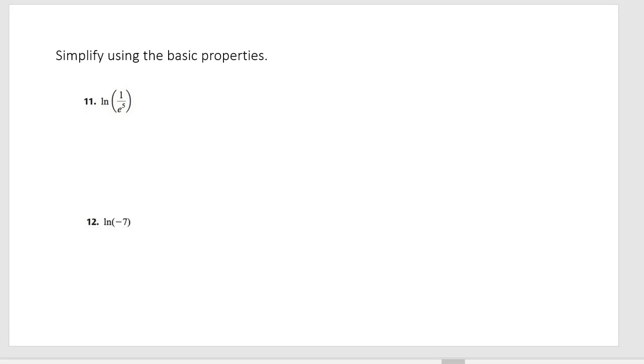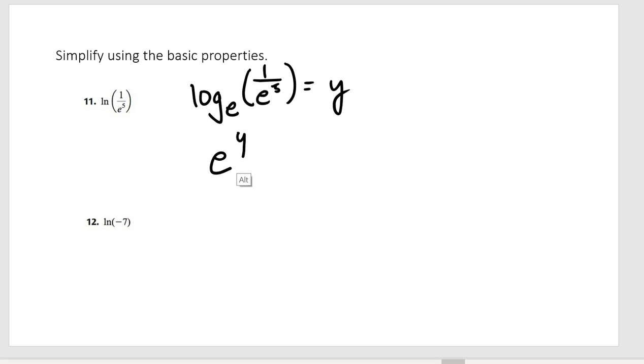Let's keep going with just understanding that a log is another name for an exponent. So I'm going to write this as log base e. Okay, let's rewrite this. So we're going to say e to the exponent is equal to 1 over e to the 5th. And this is the same thing as saying e to the negative 5. So y would be equal to negative 5.